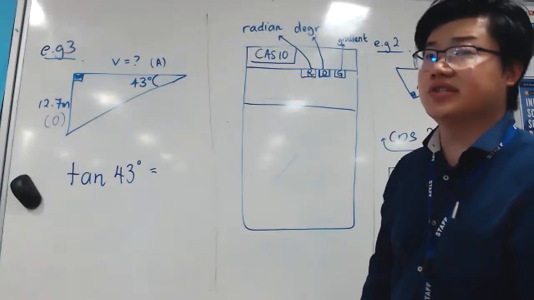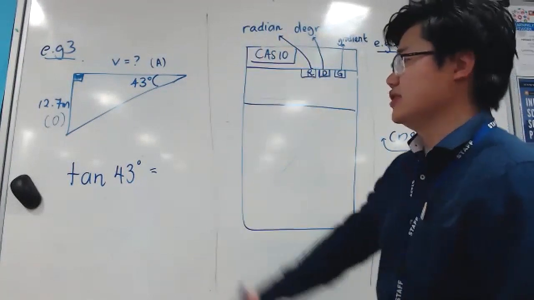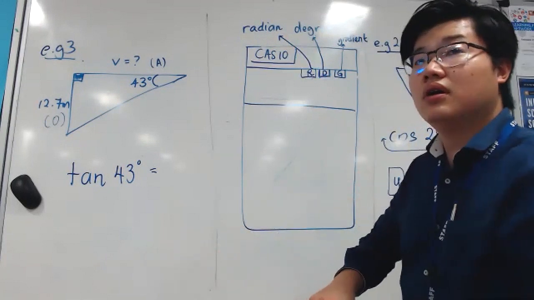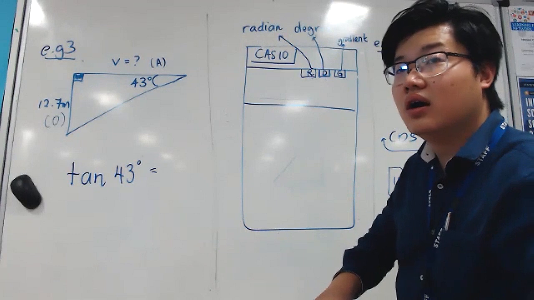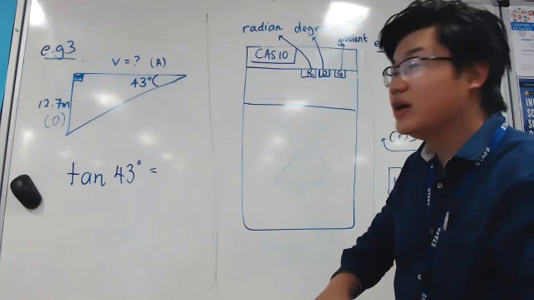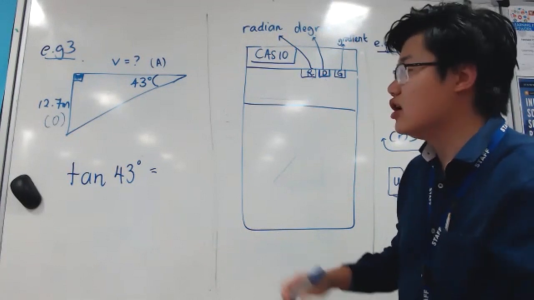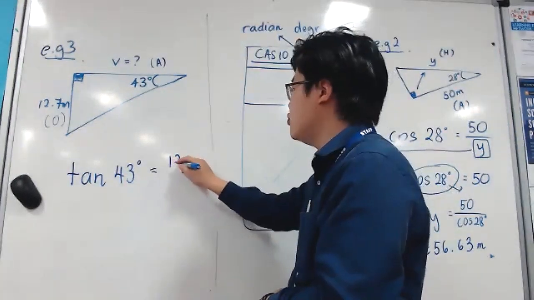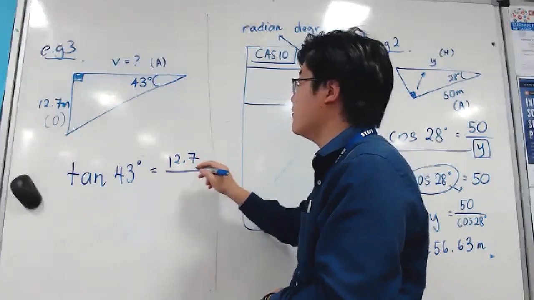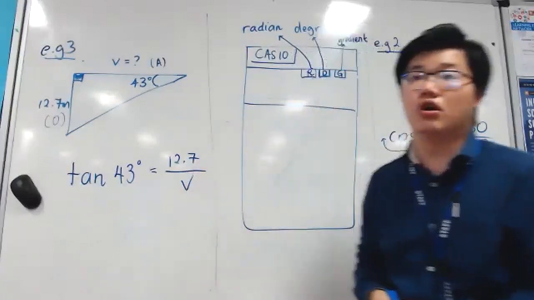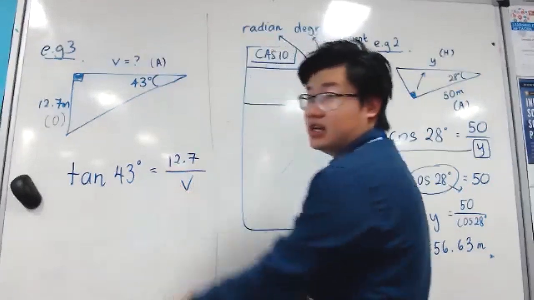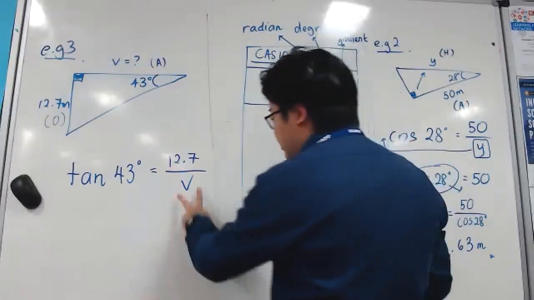V. What's opposite? Gracie, go for it. What's opposite? Which one's O? Where's opposite? How much is opposite? 12. 12, exactly. 12.7 over V. Very good. Over V. So, now you need to look for V. V is your baby, okay? So you look for V.